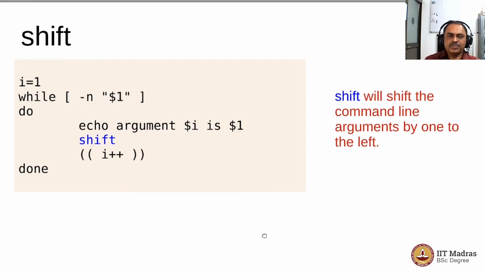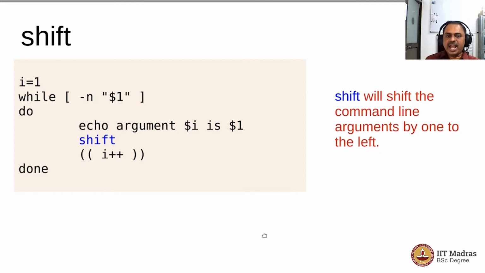Here is one example of the shift command. So what we are doing is running through the list of arguments. So $1 means the first argument. We are putting it in quotes so that it is treated as a string, and then with -n we are asking whether it is a string with non-zero length, and if so, then we go on to print the argument number and the value of that argument. Okay, and we are shifting.